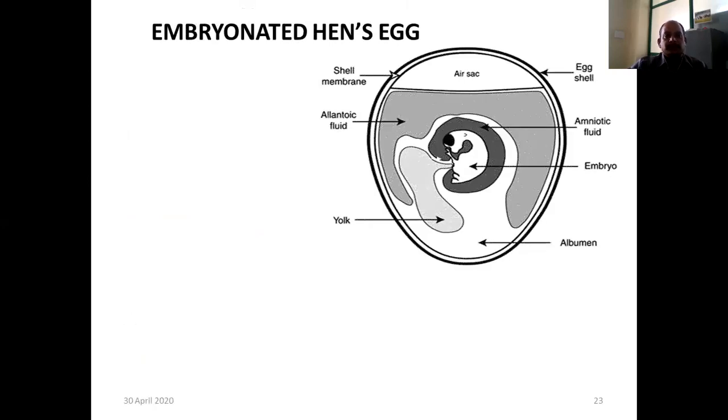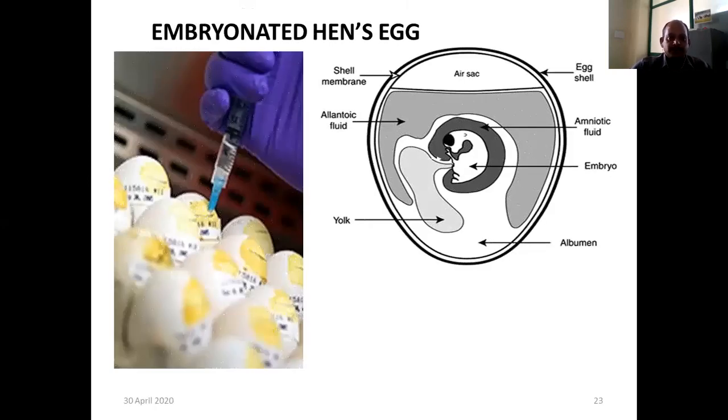This is the diagram showing different routes of inoculation of the embryonated egg.